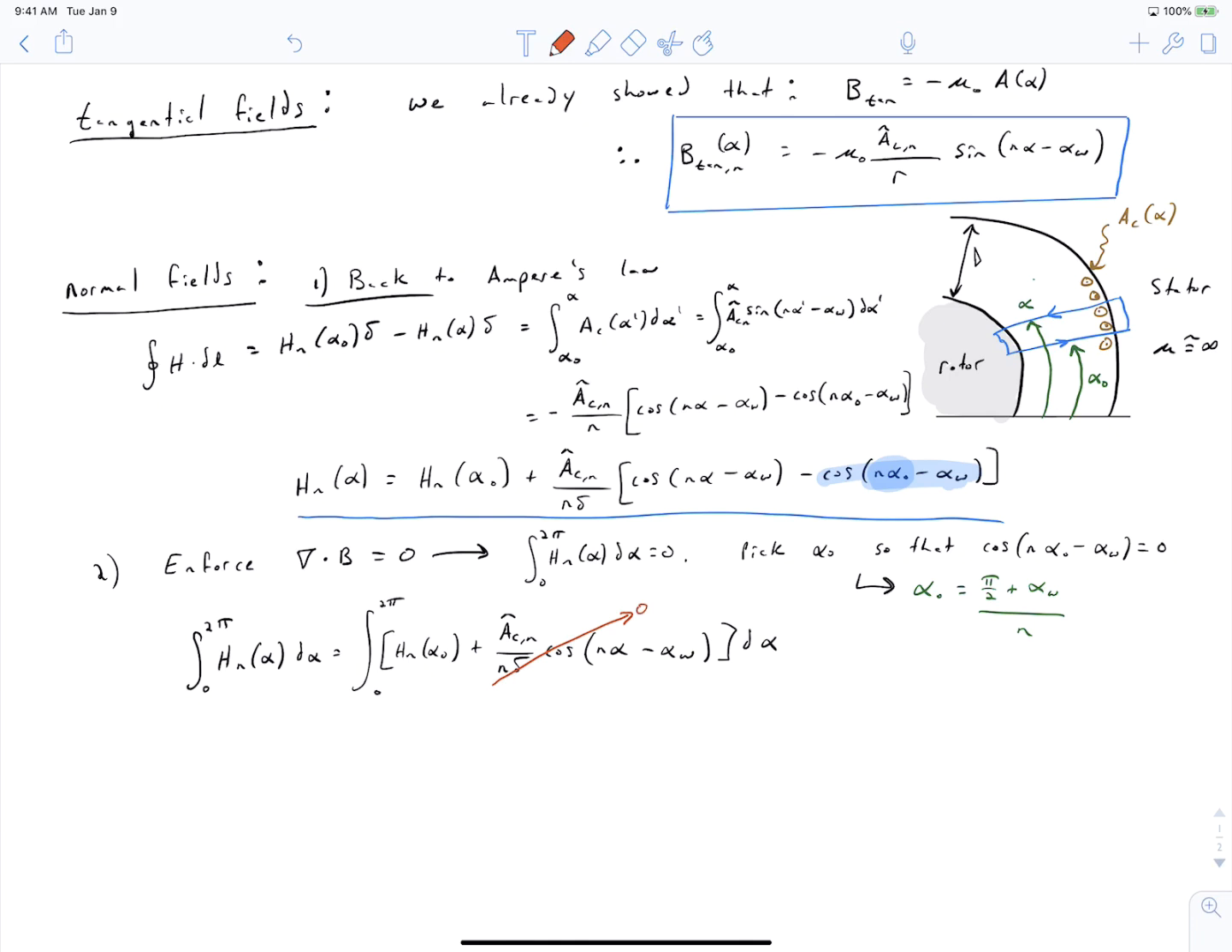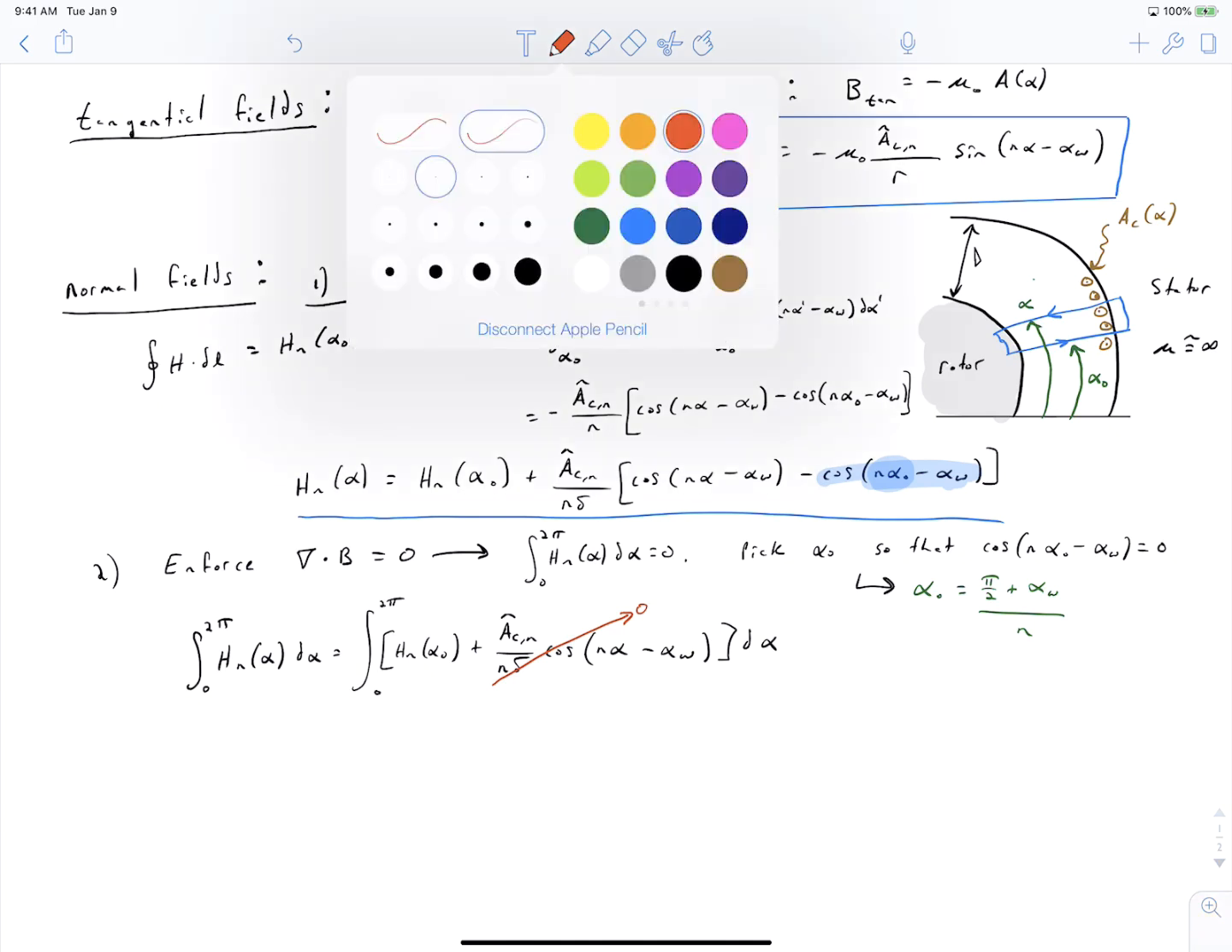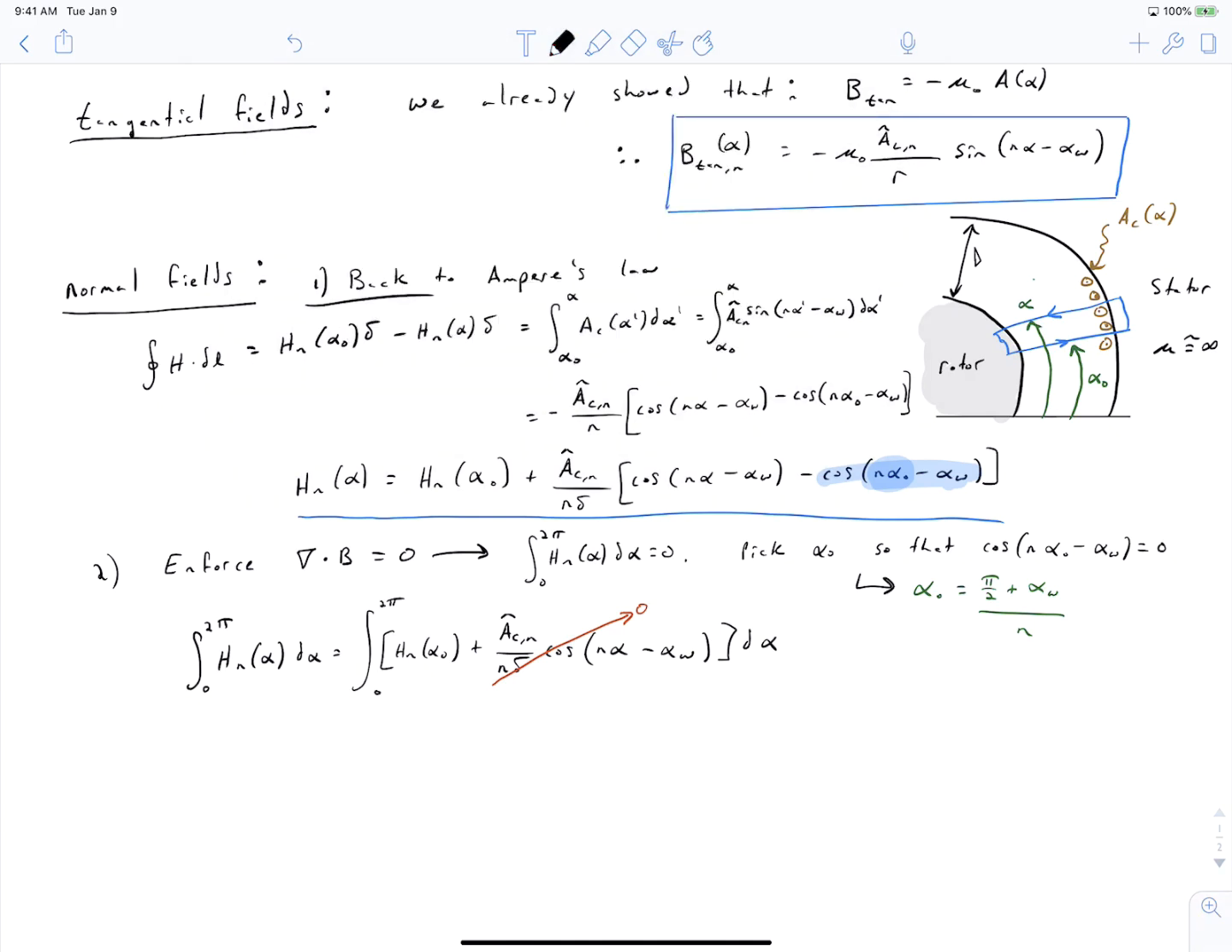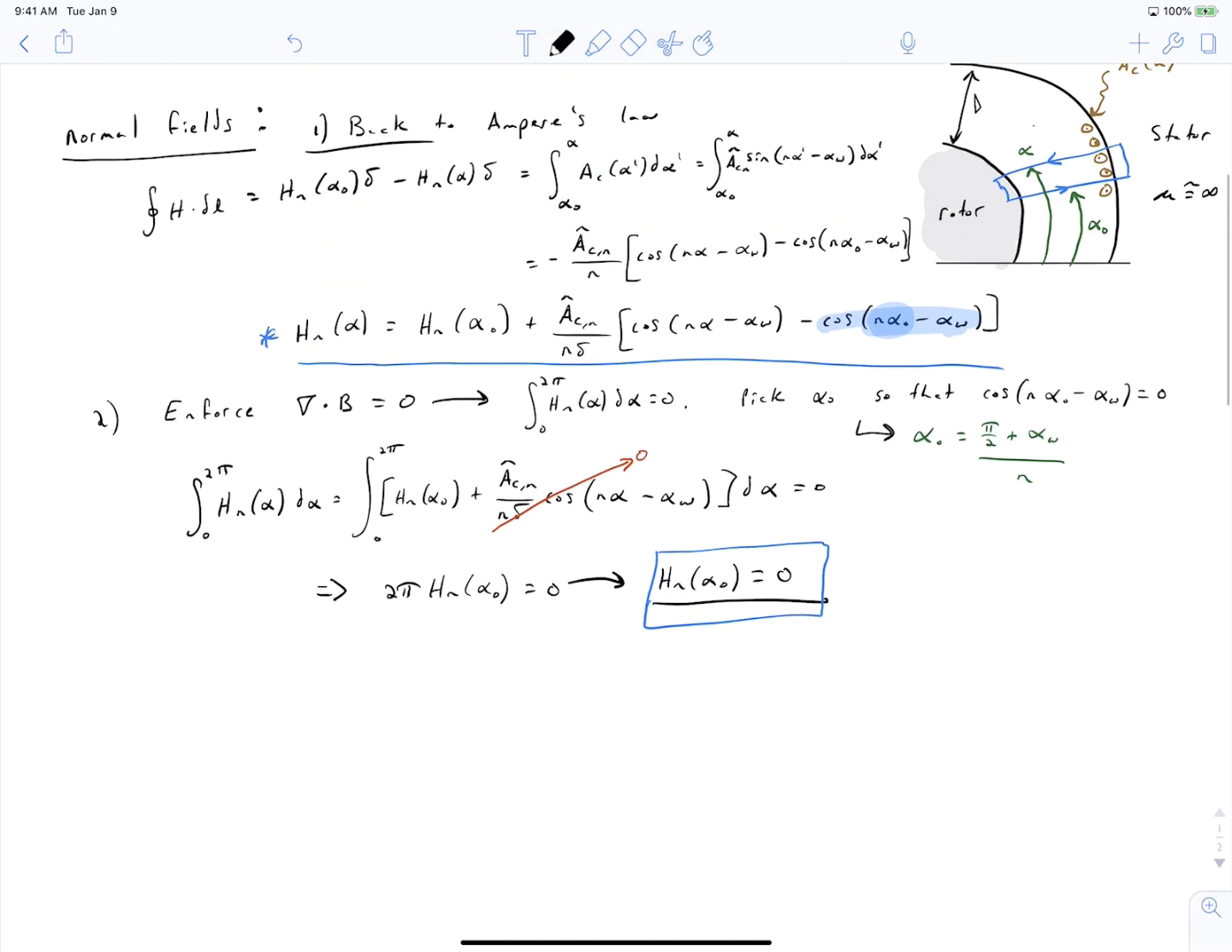The integral of any cosine over an integer multiple of its periods, so we're integrating from 0 to 2 pi, because n is an integer, has to be equal to 0. There's no way it can't be. It has to be 0. And what we can conclude from this, then, is that 2 pi times Hn of alpha 0 must equal 0, and therefore Hn of alpha 0 equals 0. And so we can go back to this expression and evaluate what Hn of alpha is.